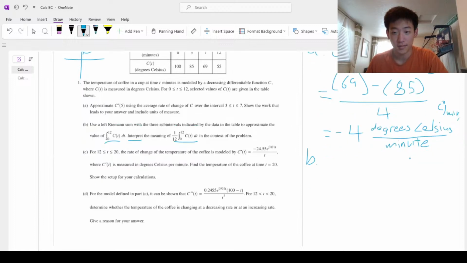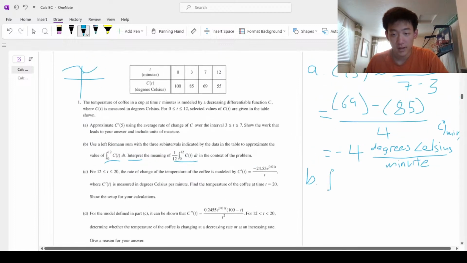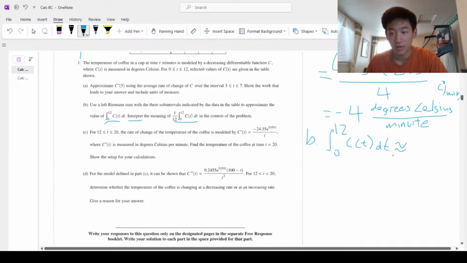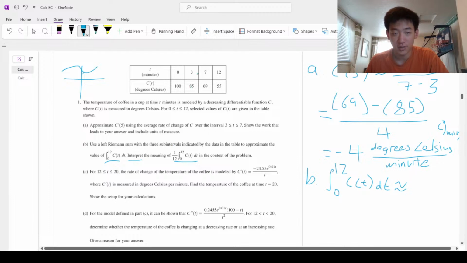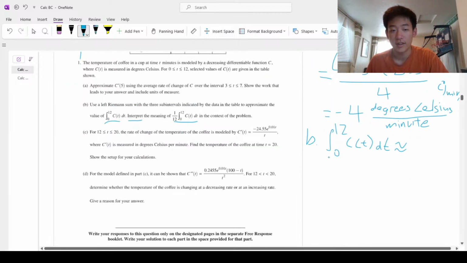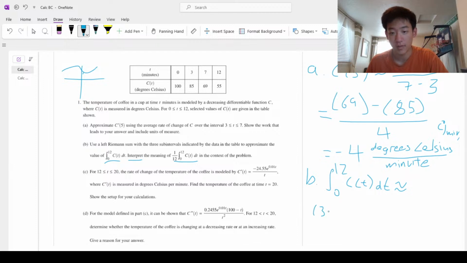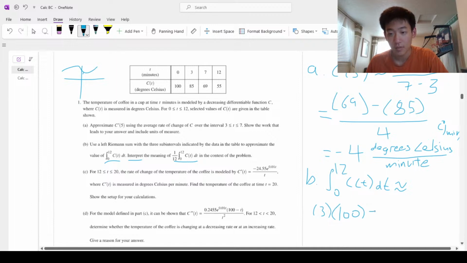Okay, so let's start with the first part here. The Riemann sum, you can always just start with the integral from 0 to 12 of c of t dt. This is approximately equal to, and then what's 3 subintervals? The intervals are just 0 to 3, 3 to 7, and 7 to 12. This is a left Riemann sum, so we want the values on the left. So that would be the first interval, which is a width of 3. You can write 3 minus 0 or just 3, times the left value, which is 100. So this is like the first rectangle. Plus the second interval, which has a width of 4 times the height, which is 85.